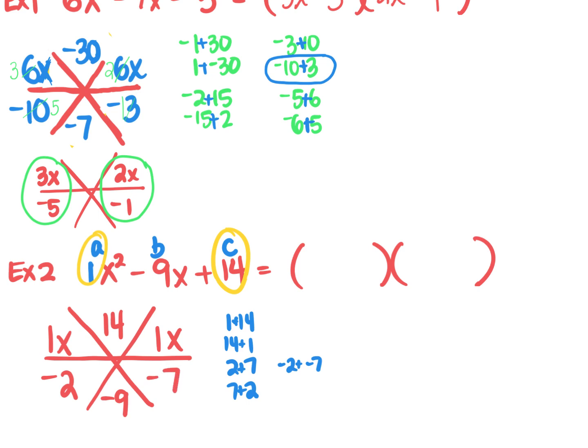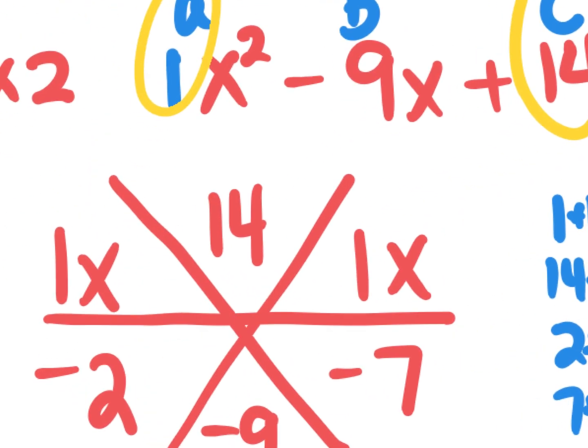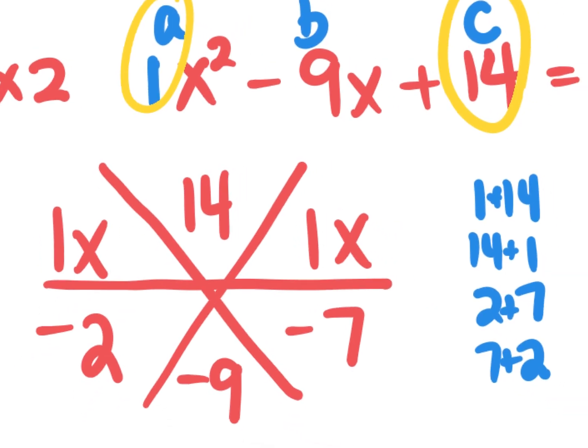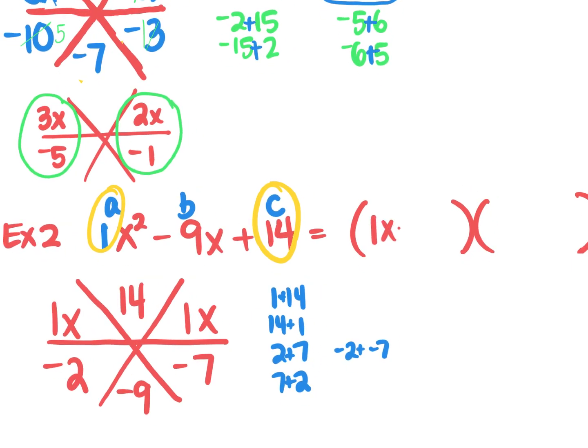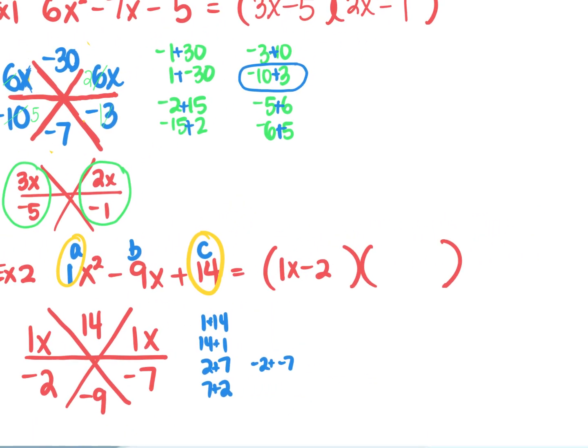Nothing here reduces. There are no numbers in common; you always look at these numbers here. None of them reduce. And so I'm ready for my final answer. That would be 1x minus 2. And the other one is going to be 1x minus 7. And those are called factors. All right, so hopefully you're like, oh yeah, okay, I'm remembering how to do that. Now we've got to move on to the new stuff.